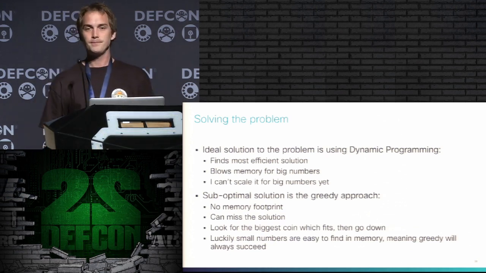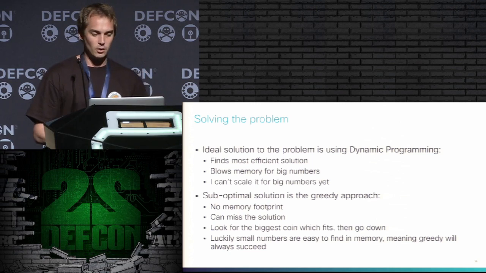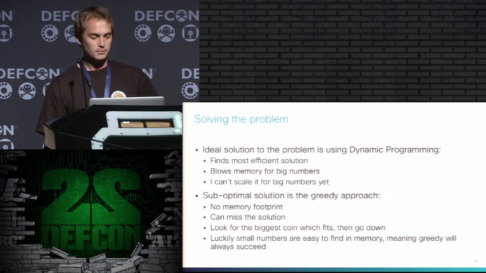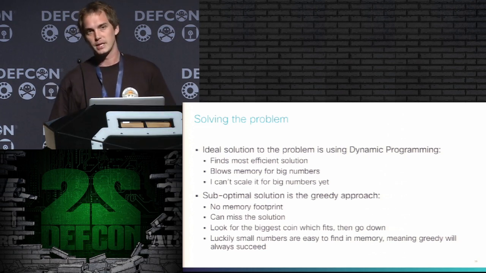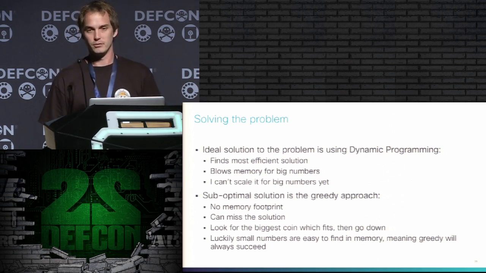You can achieve an ideal solution by using dynamic programming, which will give you the most efficient solution. Maybe some of you have done that at high school. It's a pretty simple problem to solve when you've got small numbers. The problem is, since I'm dealing with pretty big numbers, dynamic programming doesn't scale and it just blows my memory. So I can't scale it for massive numbers yet. So I had to use a different approach. I used the greedy approach, which is slightly different, and achieves the same thing, but won't give you the optimal solution. It will give you a solution.